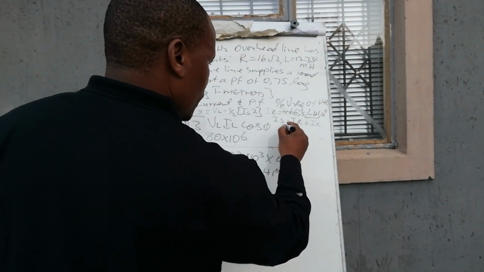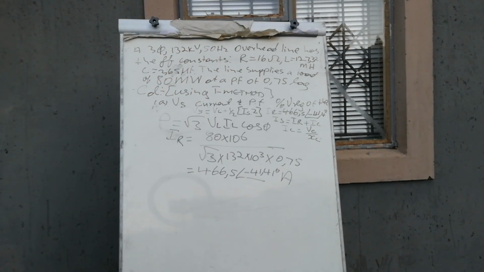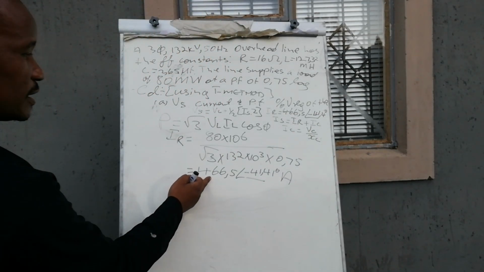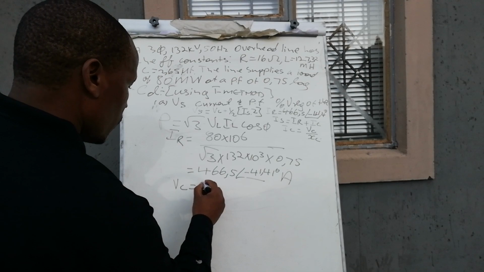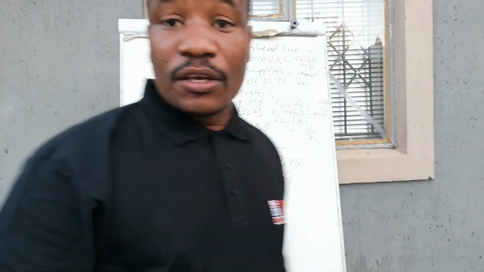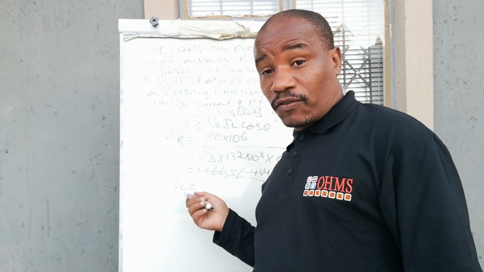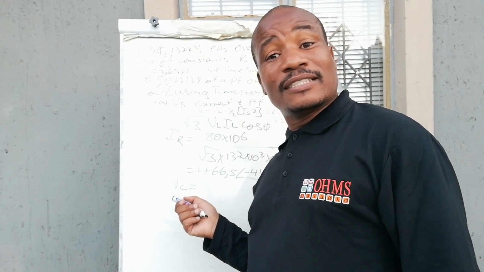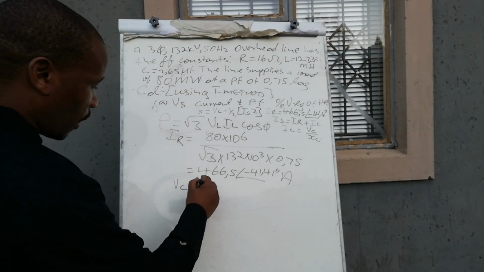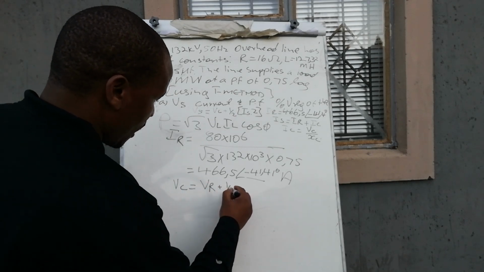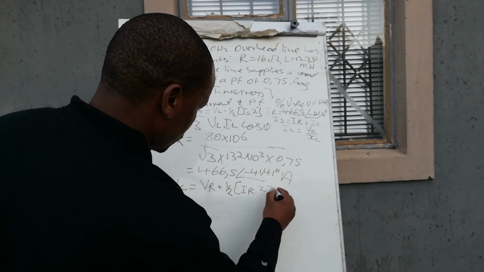But what is IC? IC is equal to VC over XC. I don't know, I have to find VC first. Now I've got this, but what is VC then? VC is equal to, from your sketch, you can't cram this. You derive these formulas and they are found from your vector diagram. That's the only way you can find them, and I've shown you how. So VC is equal to VR plus half into IR multiplied by Z.